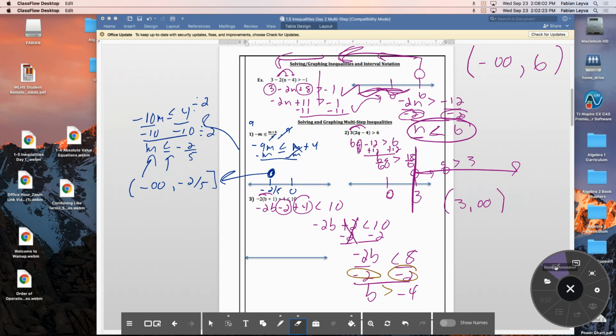Now let me double check. I'm not trying to give out too much extra credit. Yep, I wrote my inequality correct. It was just a less than, which turned it into a greater than. So that's my answer. But let's finish it out.